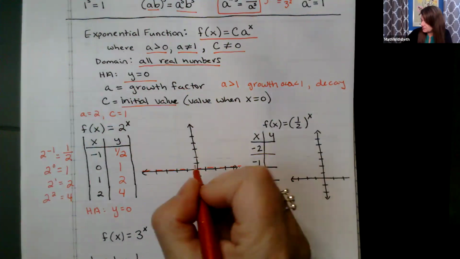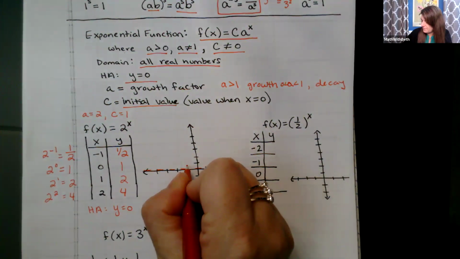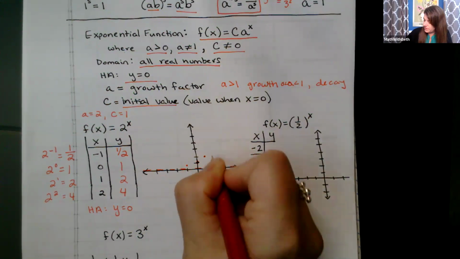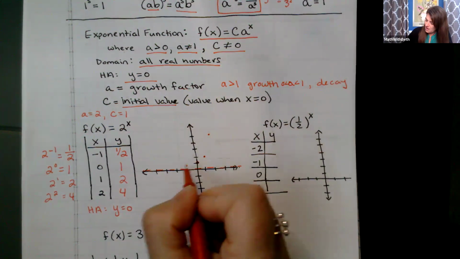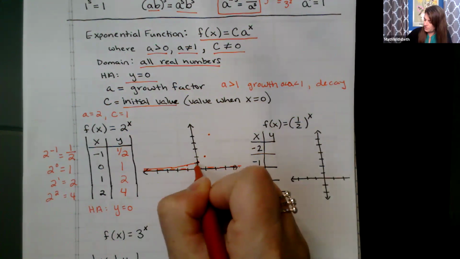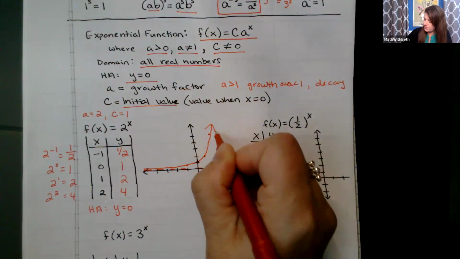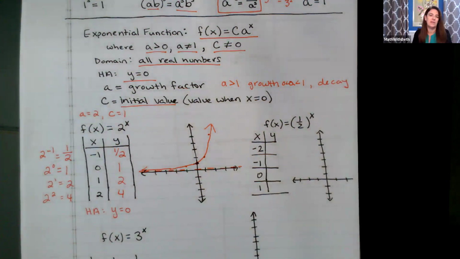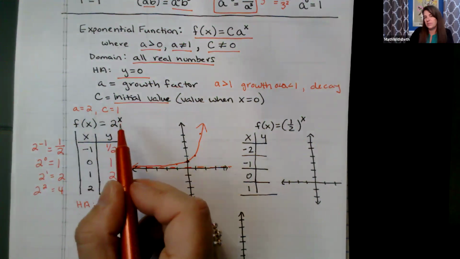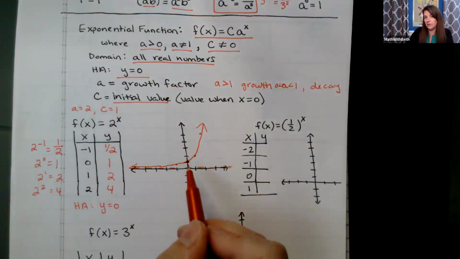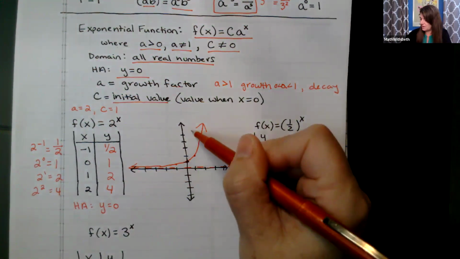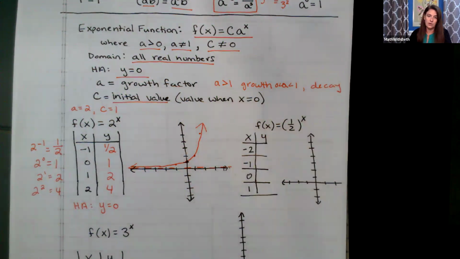So if I plot these points, (-1, 1/2), (0, 1), (1, 2), and (2, 4), and I go towards the asymptote like we know we usually do, you're going to end up having something like that. If it was the same exact equation, but it was something like 5 to the x, it would look the exact same, except just go up at a faster rate. So it would just kind of be a steeper curve.